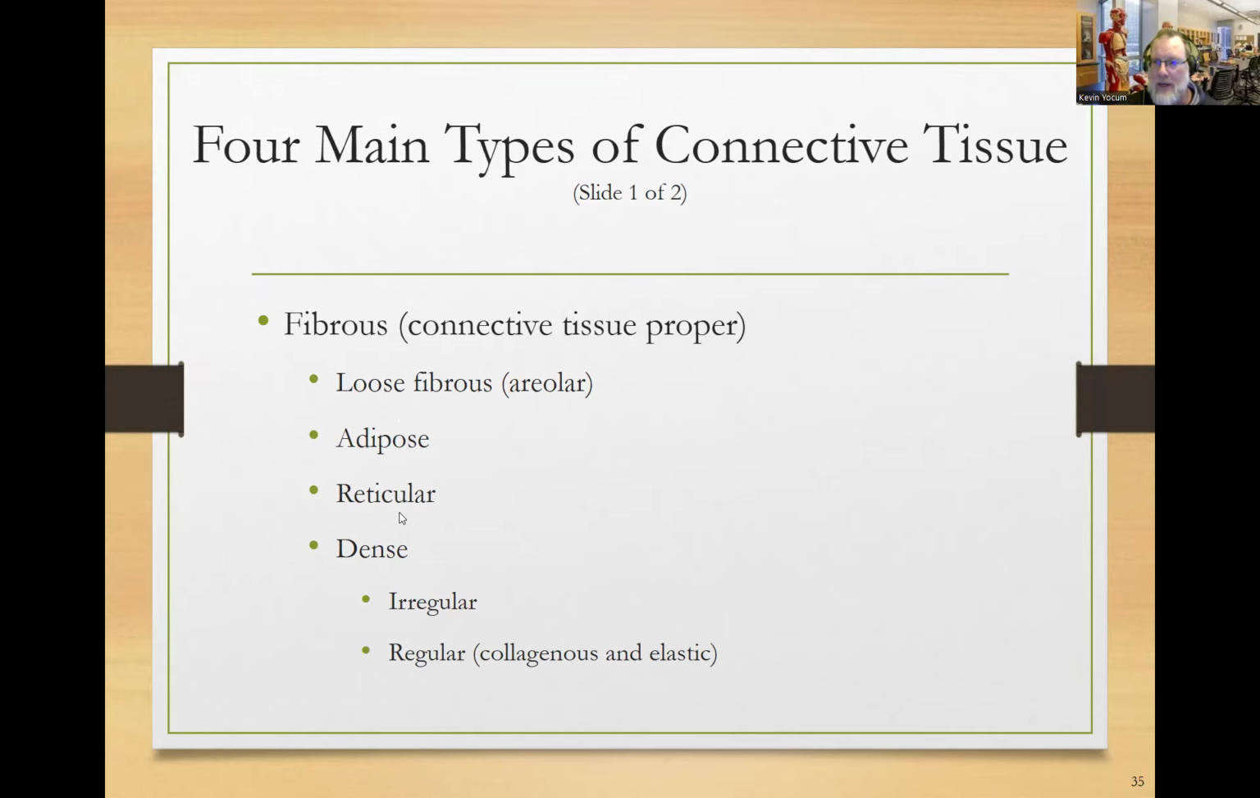Reticular is going to have fibers immersed, usually with red blood cells and white blood cells too. So oftentimes blood is going to be a big part of reticular. So we see that with the spleen, which is a blood reservoir.